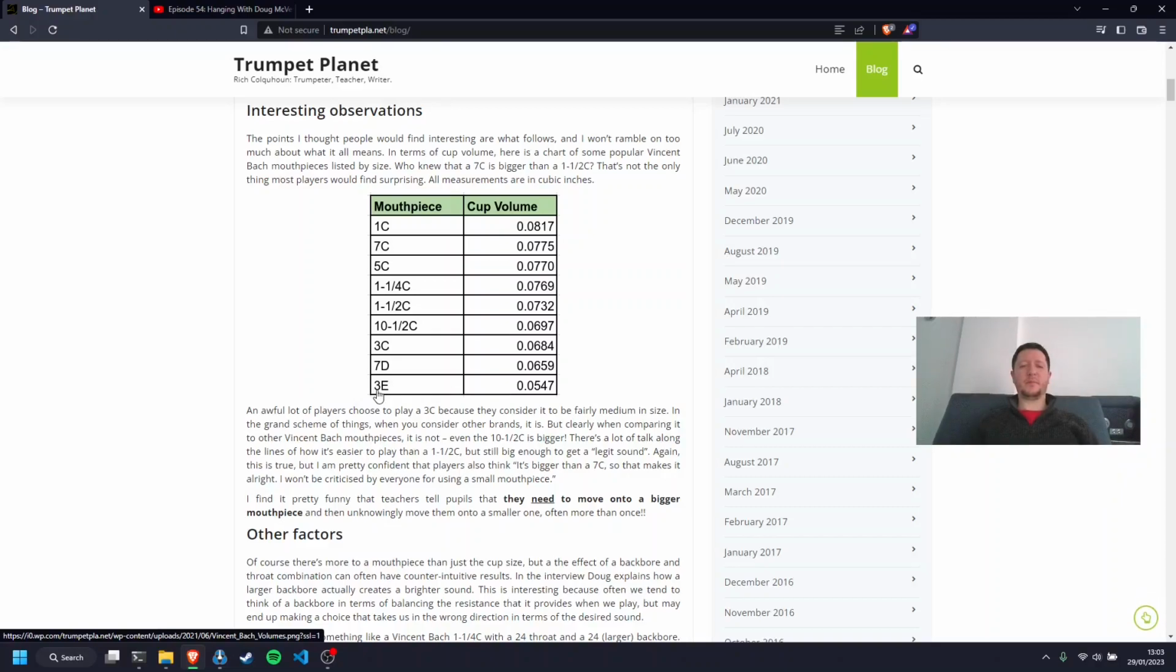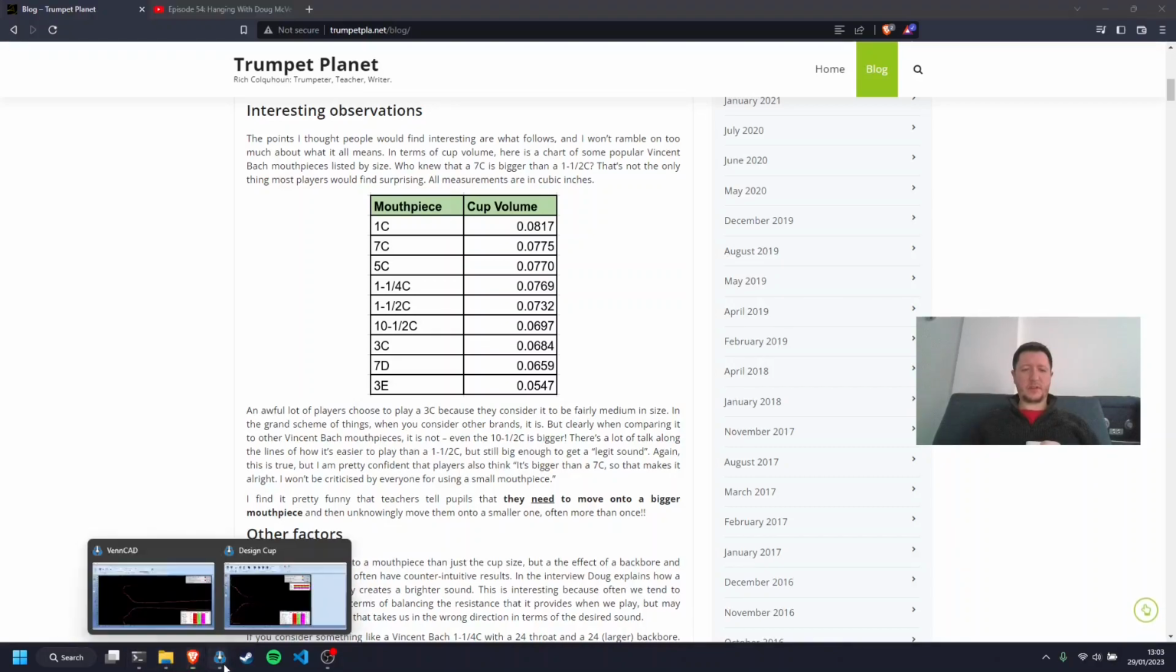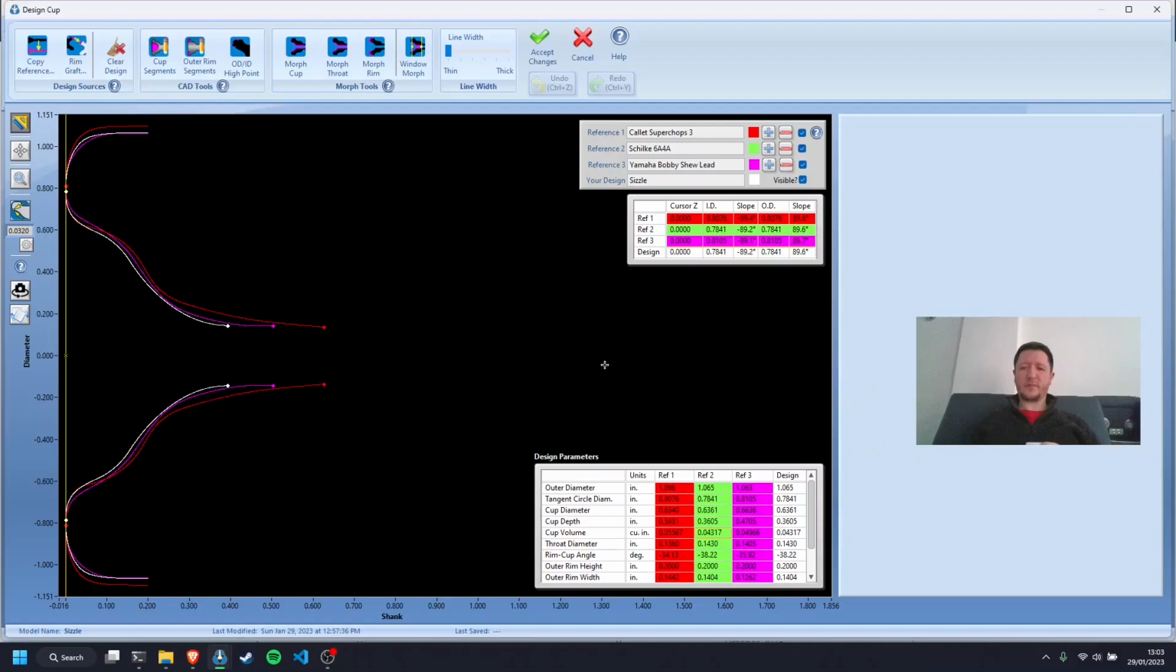Interestingly, looking at this, the Bach 3E, which is often used for the piccolo trumpet by many players, has a cup volume of 547. That's in cubic inches, or the 500 hundredths. So yeah, looking at this one, the Super Chops 3 has got a 556, so it's actually slightly bigger cup volume than a Bach 3E.